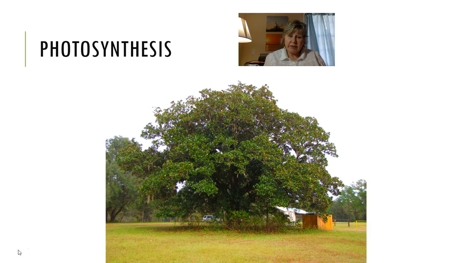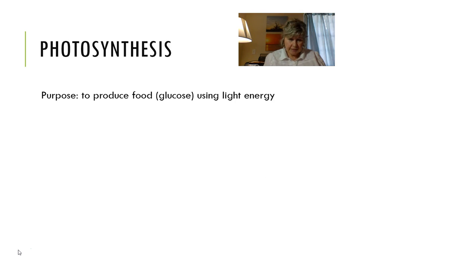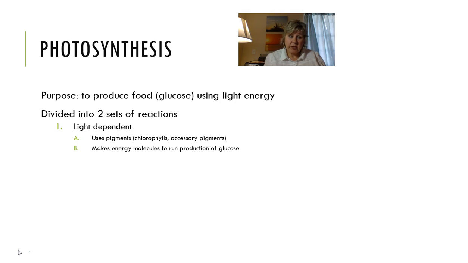All right, then a quick review of photosynthesis. So photosynthesis, what is it? It's a set of biochemical pathways where sunlight energy is converted into glucose. Glucose, the most universal food source. The purpose of it is to produce food using light energy, and that's the light energy of the sun. And that food is glucose.